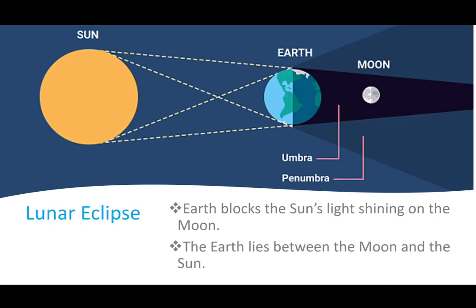A lunar eclipse is when the Earth blocks the sun's light shining on the moon. So this is when the Earth is between the sun and the moon. So this would be where we can't see the moon. Basically the eclipse is when we can't see. Lunar eclipse, we can't see the moon because the sun isn't shining on it to light it up. And the solar eclipse is we can't see the sun because the moon is blocking out that light.